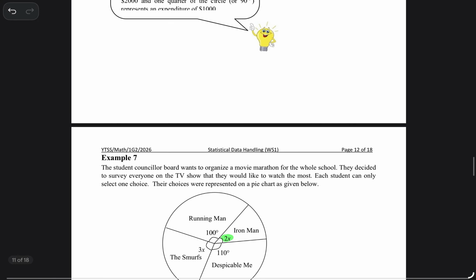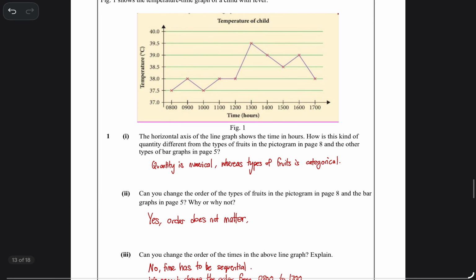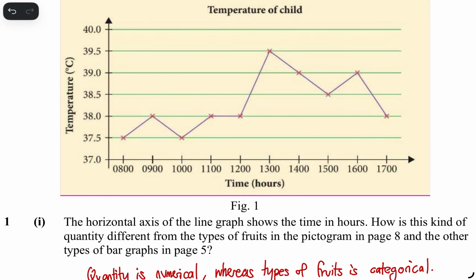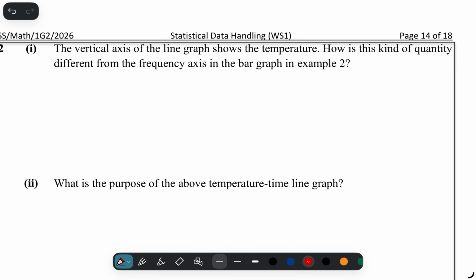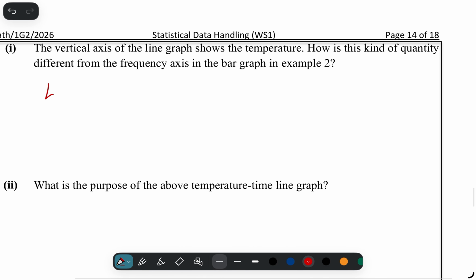Whereas for a line graph, if I go back to my line graph over here, these numbers are actually continuous. You can see that these numbers range from 0.0 all the way to 0.5, etc. So if I were to write the explanation down, for a line graph, quantity can be continuous.